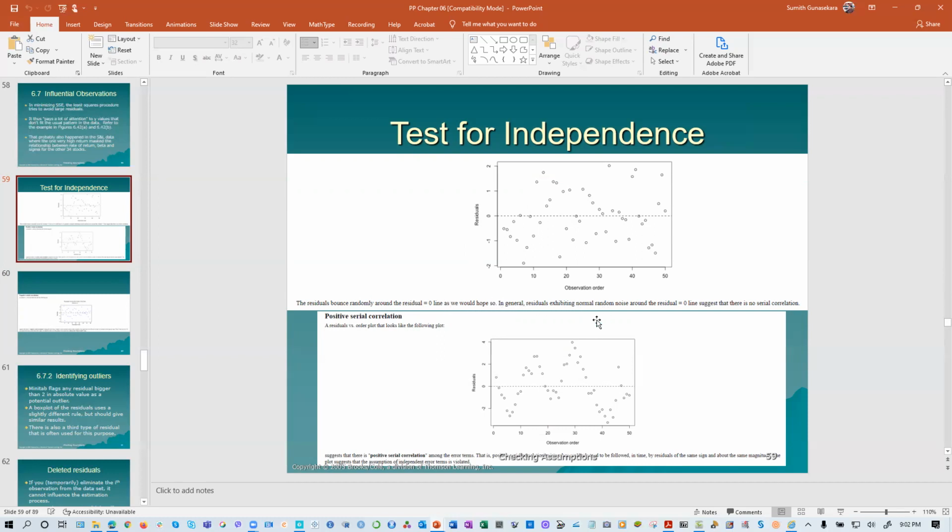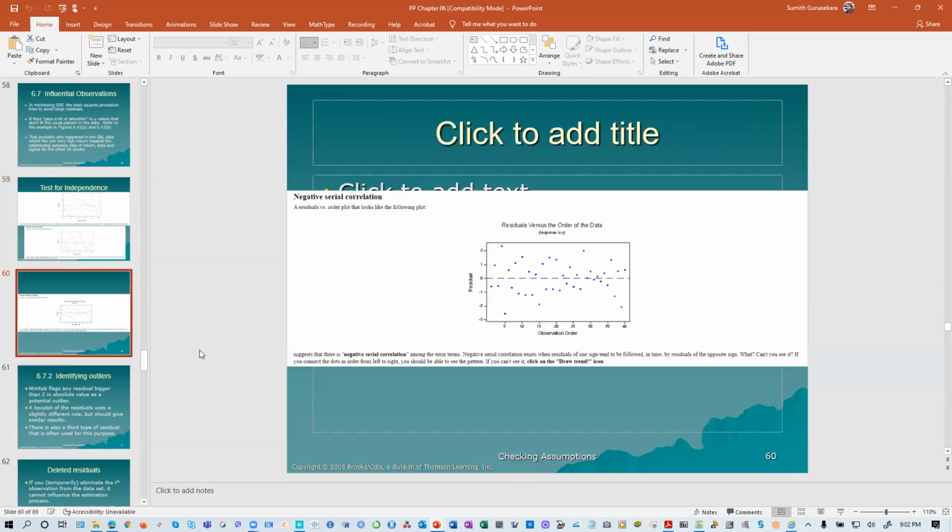In general, residuals exhibiting normal random noise around the residual zero line suggests there's no serial correlation. Why are we checking for correlation? Correlation and independence go together, okay? If there's no correlation, they are independent. That's what I'm trying to say. If you see this pattern or this pattern, they are correlated. There's no independence; they are dependent.